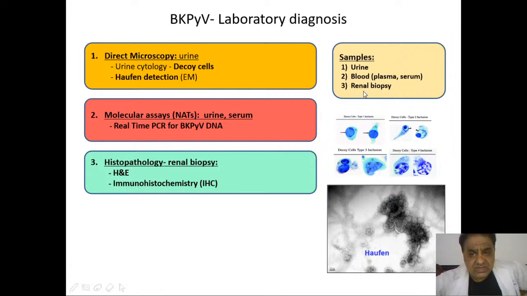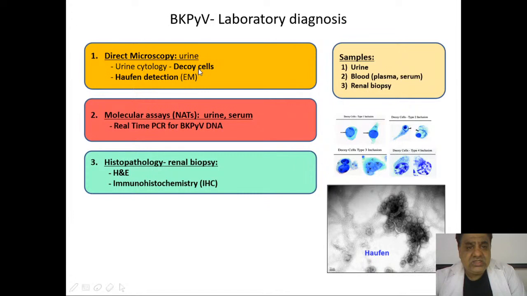You can use urine, blood, plasma, and tissue like renal biopsy. In the urine, you can see decoy cells, which are of various types. These are the cells infected by the BK virus, and they are typically large. These are DNA viruses that replicate in the nucleus, so you see a huge nucleus occupying the urothelial cell. You can see here. They replicate in these cells, and a group or constellation of such infected cells, on electron microscopy, is called the Haufen. So, urinary Haufen is nothing but a collection of BK viral particles in the urine.